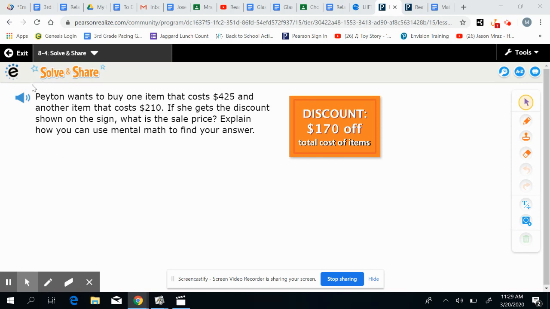Now remember, when we do a solve and share or any word problem, we want to make sure that we read the question and the problem more than once, and we want to make sure that we pay attention to all of the charts and diagrams that go along with that problem as well. So if you notice, we have the problem here, but then we also have this picture, which is going to help us solve our problem as well.